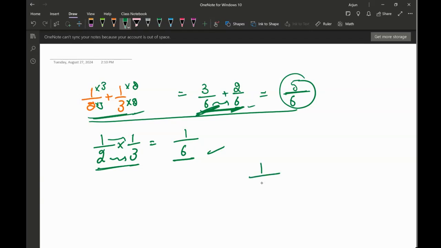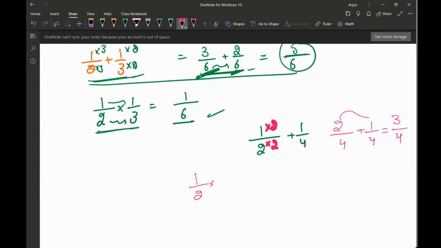So for example, 1 over 2 plus 1 over 4. To make the denominator common, I'll multiply this term with 2, and whatever operation I'm applying on the bottom, I have to apply on the top too. So this will become 2 over 4 plus 1 over 4. Now the bottoms are the same, so I can write the bottom as is. 2 plus 1 is 3, so this will be the answer.